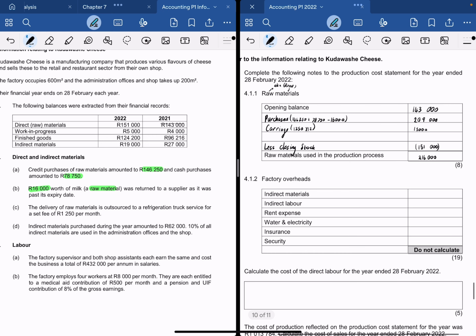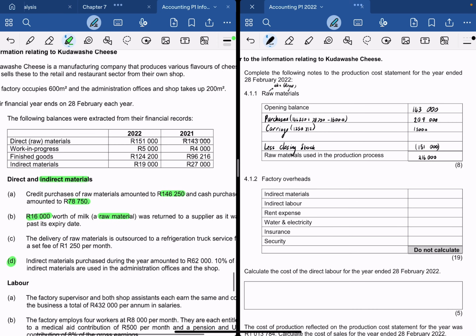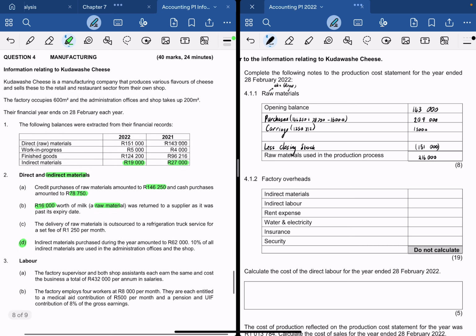Now factory overheads, this is 19 marks. This is where the bulk of the marks comes in. Indirect materials, let's come to our indirect materials. Over here, it's talking about our indirect materials. D is the only thing talking about indirect materials. And then we've got a closing balance for indirect materials and an opening balance for indirect materials. So let's work this out.